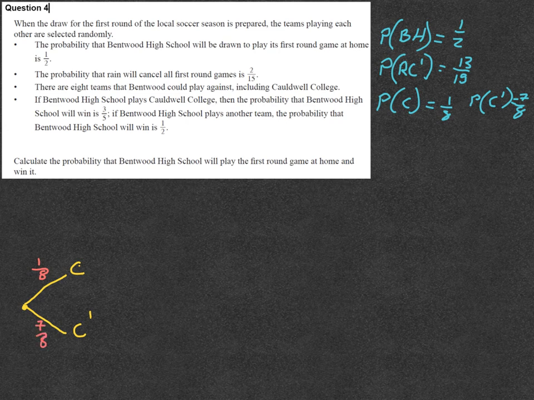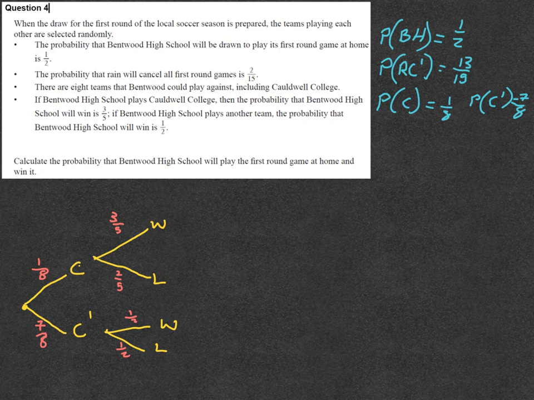and the probability of not getting them is 7/8. And then we come up to the next one, which is whether or not they win or lose. The probability of them winning against Caldwell College is 3/5, so it's 2/5 if they lose. Whereas if they don't play Caldwell College, the probability that they win and lose changes to being a half. That's basically what this paragraph here is saying.